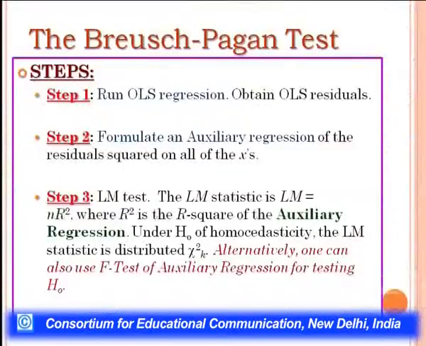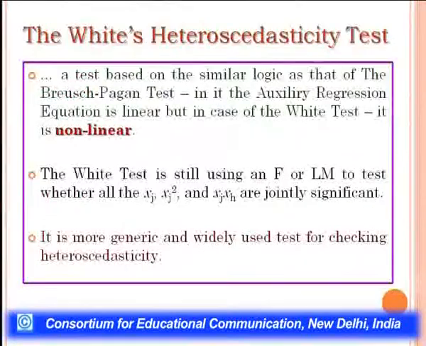Now, what are the steps? The first is you have to run the OLS. Step 2 is you have to formulate the auxiliary regression of the squared residuals on the x's. And step 3 is the LM test. The LM test is n times R square, where R square is the R square of the auxiliary regression. Under H0 of homoscedasticity, the LM statistic is distributed as chi-square with k degrees of freedom. Alternatively, one can also use the F test of the auxiliary regression for testing the H0.